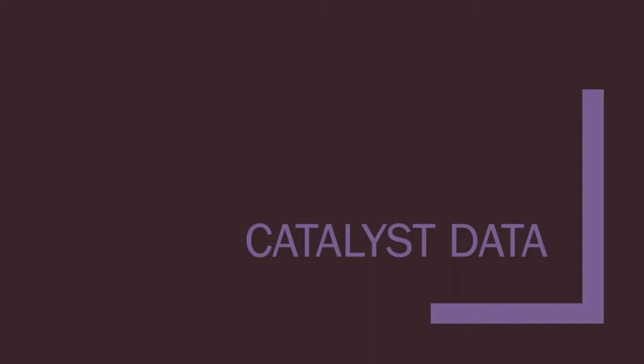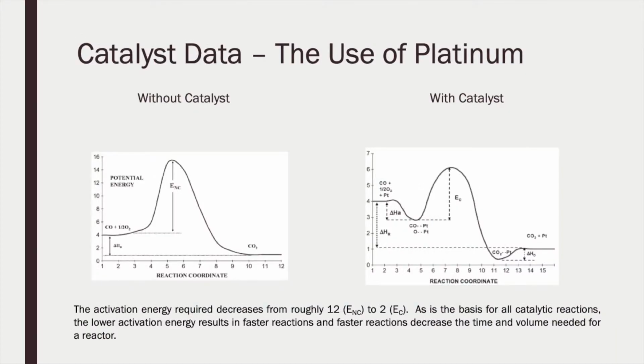Alright, so the catalyst data. The activation energy required decreases from our first graph to our second graph, which includes the catalyst. The lower activation energy results in faster reactions, and faster reactions decrease the time and the volume needed for the reactor. These are two graphs we found online.